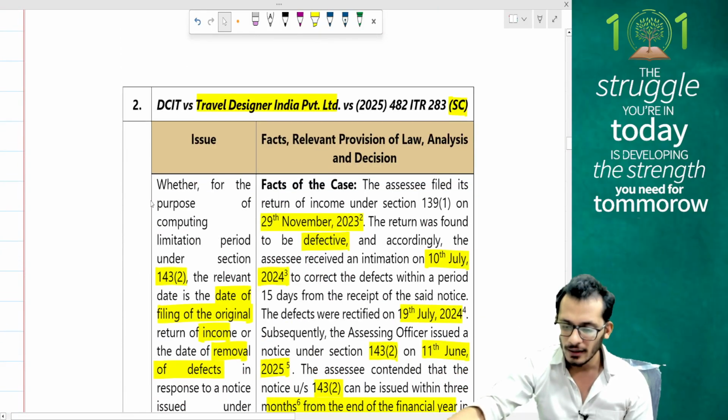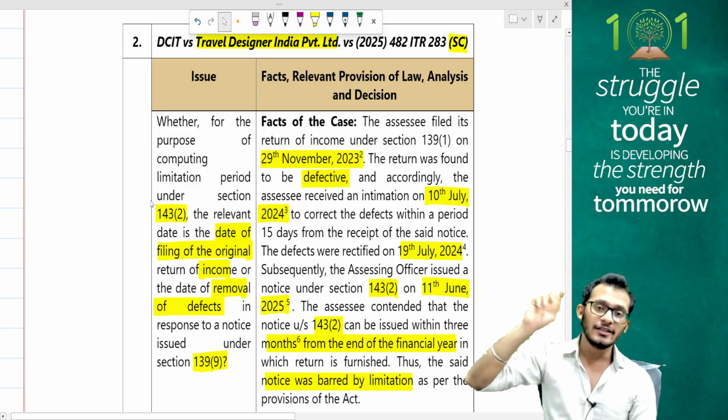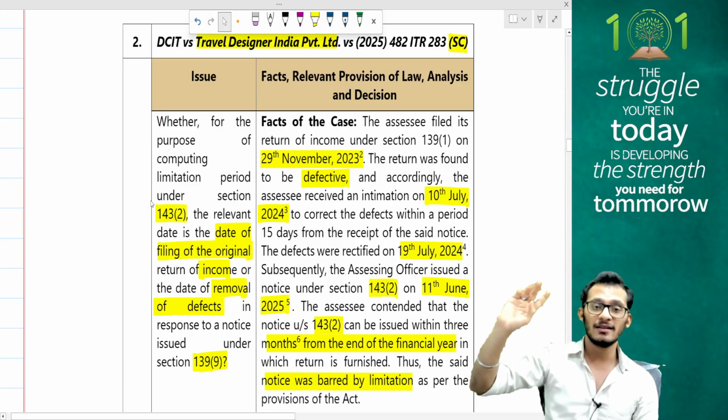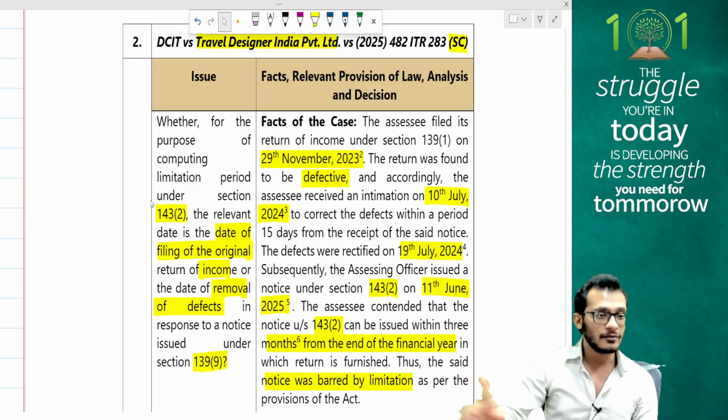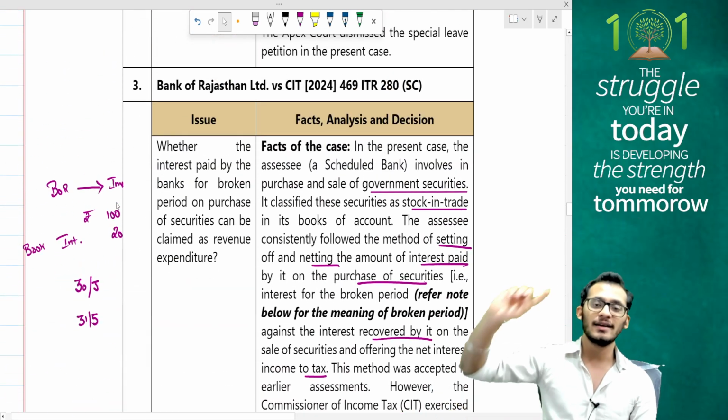Case law number 2 talks about any person who is going to receive a notice under section 143(2): he should receive the notice within 3 months from the end of the month in which the original return is filed, and not the defective return. Case law number 3 spoke about broken period interest, where a person holds any assets as available for sale or held for trading.